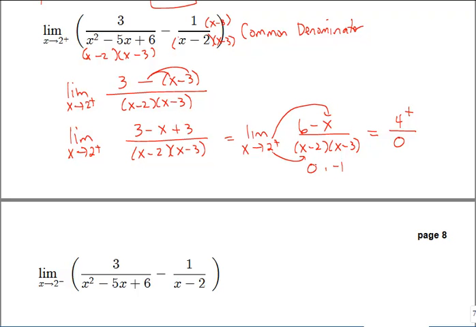Now we need to look at that 0 a little bit more carefully to see what sign it's going to be. So if we're coming from the right-hand side of 2, that would be something a little bit bigger than 2, like 2.1 or 2.01. If I plug in 2.01 and subtract 2 from that, that's going to stay positive. If I plug in 2.1 and subtract 3 from that, that's going to be negative. So positive times a negative means this is going to 0 through negative values. So our final limit is negative infinity, because we have a constant over 0, and then a positive divided by a negative stays negative.